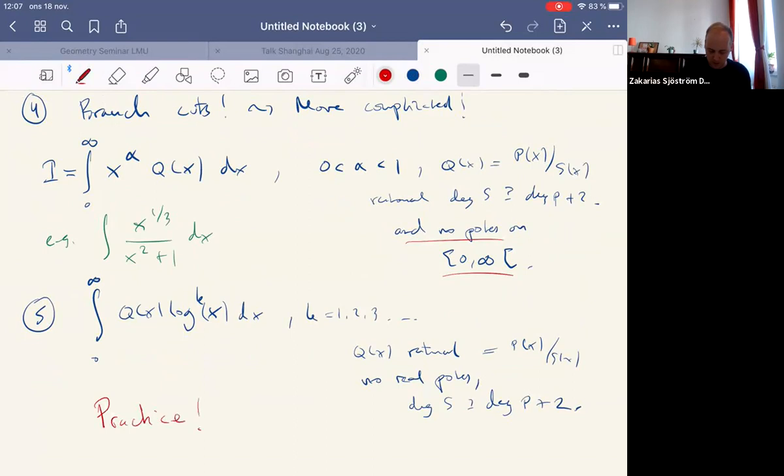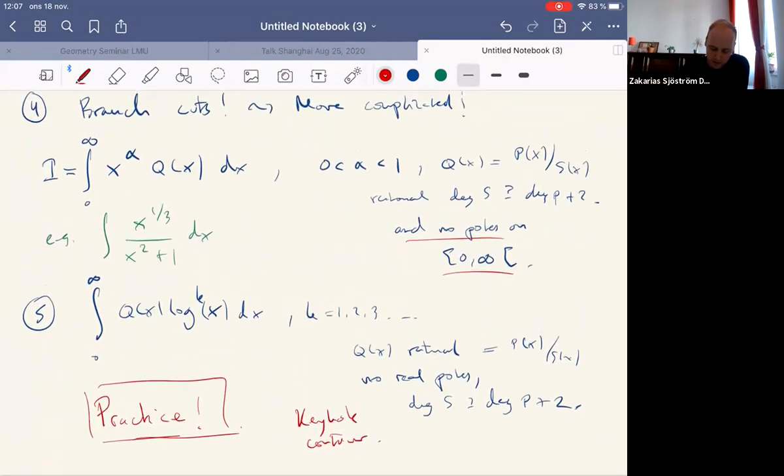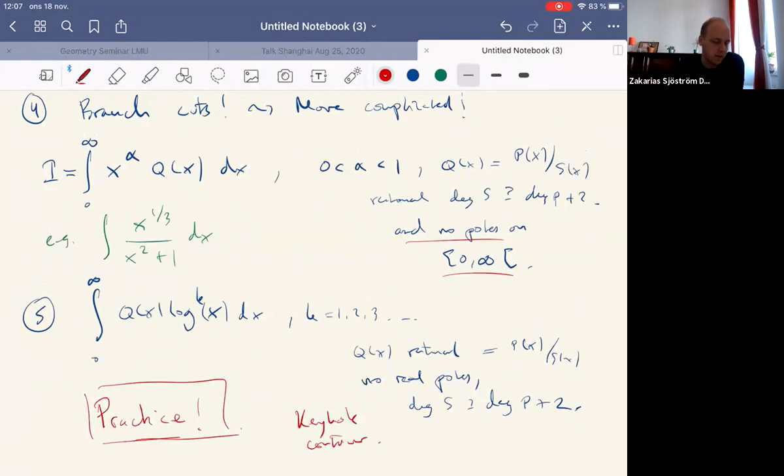So do the homeworks and read Ahlfors to get some more hints about which contours to use. This one, of course, usually uses the keyhole contour. And make sure that you master these 5 types. Once you do that, you can often reduce other integrals to these types.